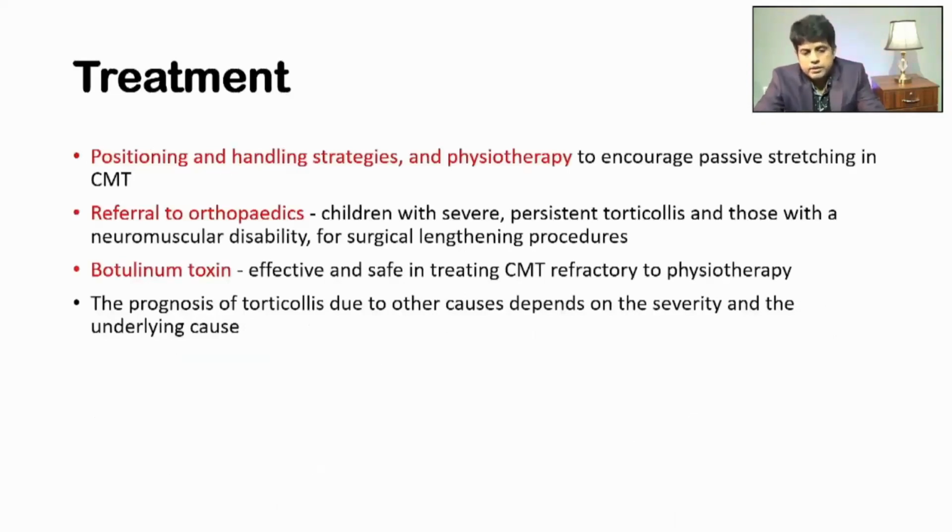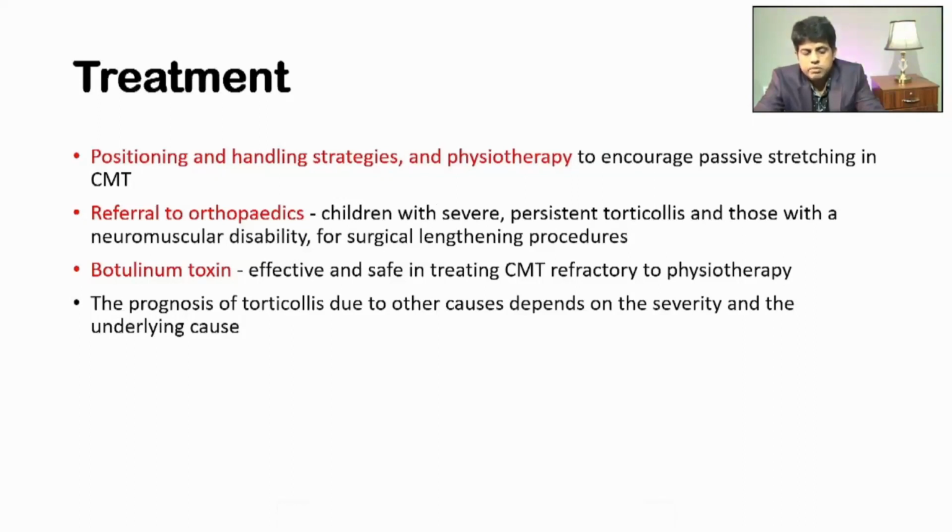So with regard to congenital muscular torticollis, positioning and handling strategies and physiotherapy play a key role in managing such children. And children with severe persistent torticollis and those with a neuromuscular disability can be referred to an orthopedic surgeon for surgical lengthening procedures. And children with toxin to reduce the spasticity in the sternocleidomastoid muscle.